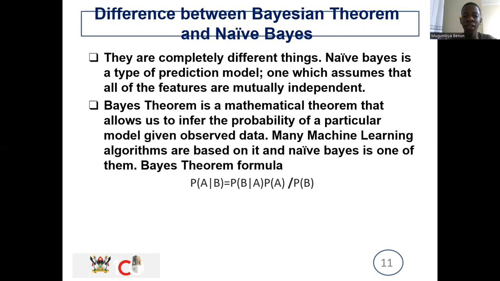And here we can see the Bayes theory formula that we can use in case you want to get the probability of A given a condition of B. We can use the probability of B given A, times the probability of A, out of the total probability of B. Basically, that's the formula of Bayes theory.